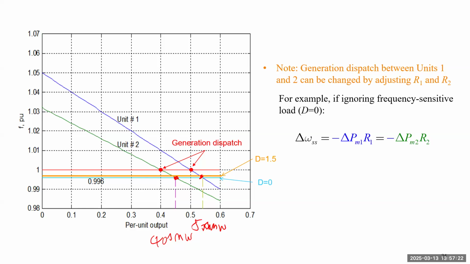So if we ignore the frequency sensitive load, the frequency deviation will tell how much you change on unit 1 and how much change on unit 2. If you add the change to the original value, the new value may not be the optimal one. So you either need to resolve the dispatch problem to find out the new output, or you can adjust those R values to make sure the new output will still be optimized.